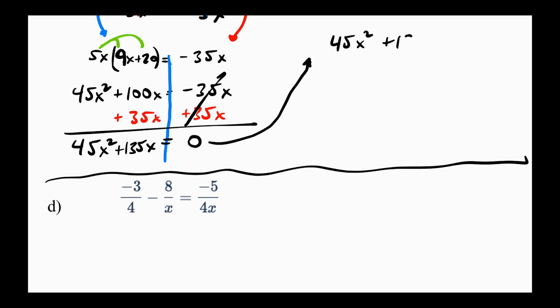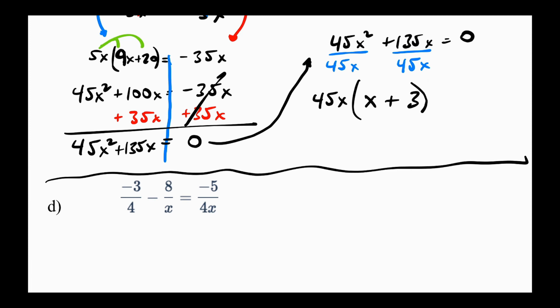45x squared plus 135x equals 0. What's the GCF? What can I divide them both by? The biggest thing, 45 is the first one. Yeah, 45 goes into both of them. And then they also share x in common too. That's my GCF, 45x. When I divide them both by 45x, the only thing that's left over here is 1x plus 45 goes into 135 3 times. No more x over here.